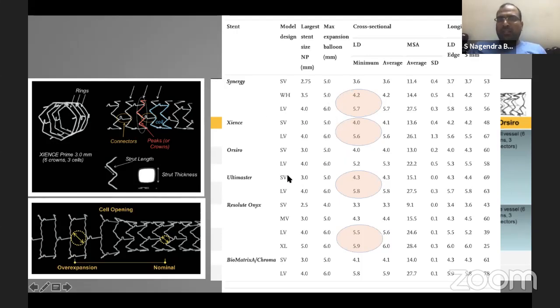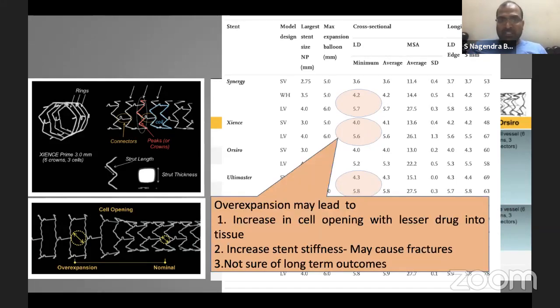If you look here, the greatest achieved is Ultimaster, the 4.0 stent that goes up to 5.8. But if you have a left main, which is 5.9 in diameter, you can't use any other stent except the Resolute Onyx 5.0 stent, which goes to 5.5. That's the only extra large stent available in the market at present. So these are the things you should remember while dealing with, especially, left mains.